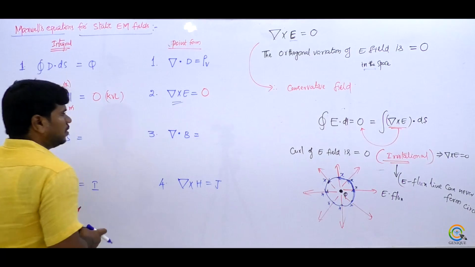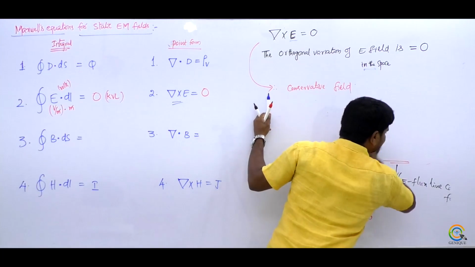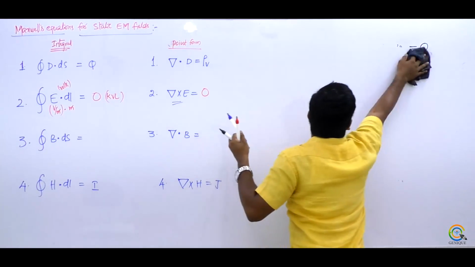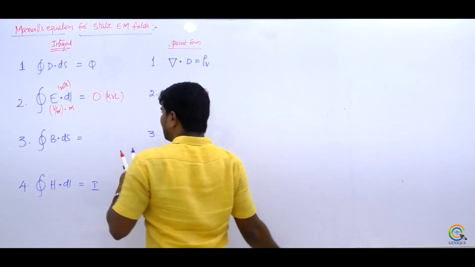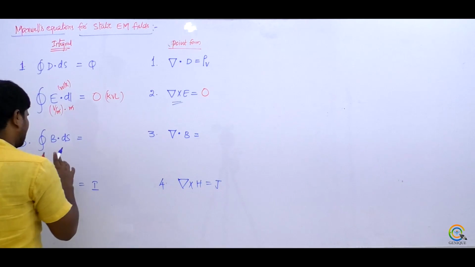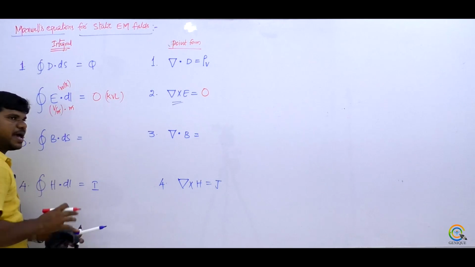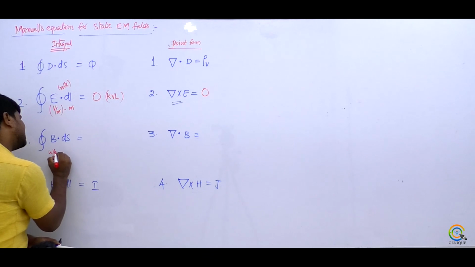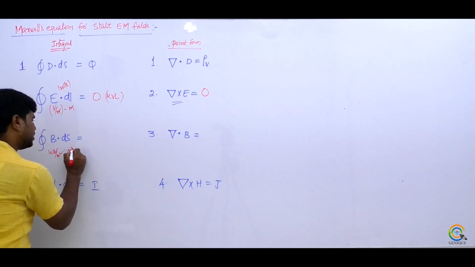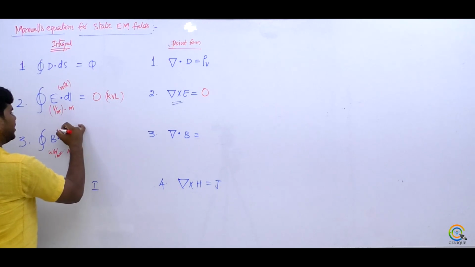Now, what about the third Maxwell's equation? The third Maxwell's equation is the closed surface integral of B dot ds. What is B? B is the magnetic flux density. The units of magnetic flux density are Weber per meter square, times meter square. The meter squares cancel, leaving only Webers.